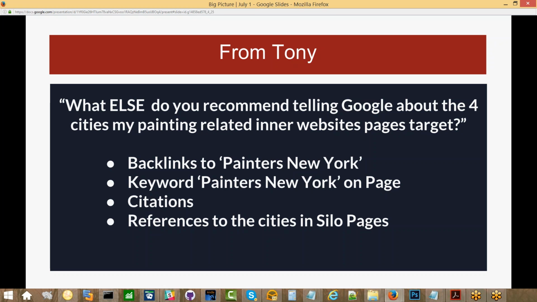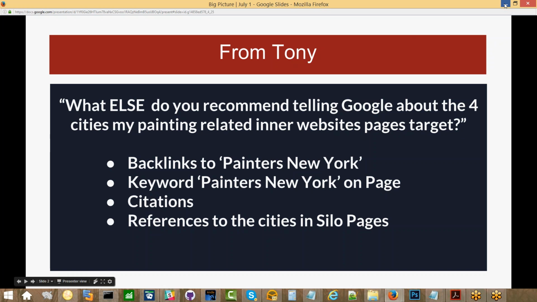So pretty much he's got everything going on that he needs to, backlinks to painters. He's got keywords on the page. He's got his citations done for all the locations, I would imagine. And then he's got references to the cities and the silo pages. And the only thing that I can think of that he didn't mention is semantic markup. Now, because he's got 4 different locations, he's going to need to do the semantic markup by hand. But for those of you who just have one business location, I can recommend a different solution.